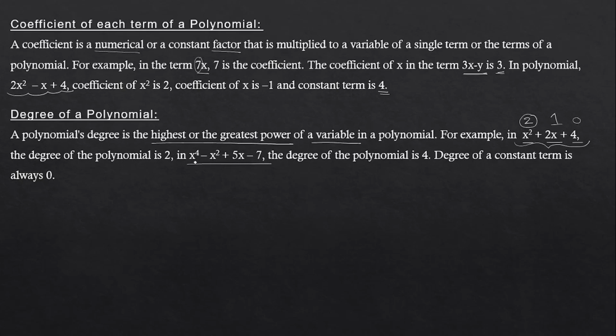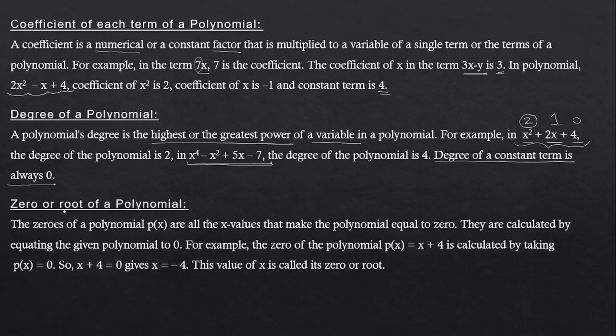The power of the variable in the first term is 4, in the second term it is 2, in the third term it is 1, and in the fourth term there is no variable, so the power is 0. Of all the 4 terms, the highest power is 4, so the degree of this polynomial is 4. Very important to note: for a constant term, if there is no variable to it, its degree is always considered 0. Let us further move on.